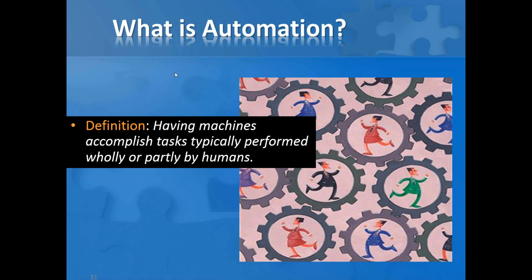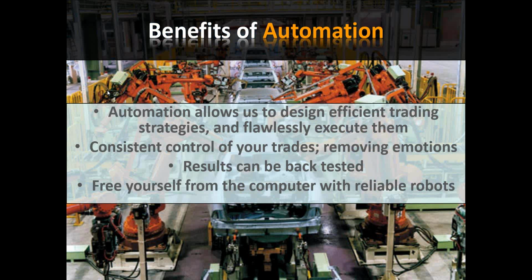What is automation? Automation just means having machines accomplish tasks typically performed wholly or partly by humans. So if you're in this course, and this is not for the guys who've done this for a long time, but for people who don't know what an EA, an expert advisor, is, it is this. It's automation, okay? And it's going to take those trades for you instead of you having to take them for yourself.